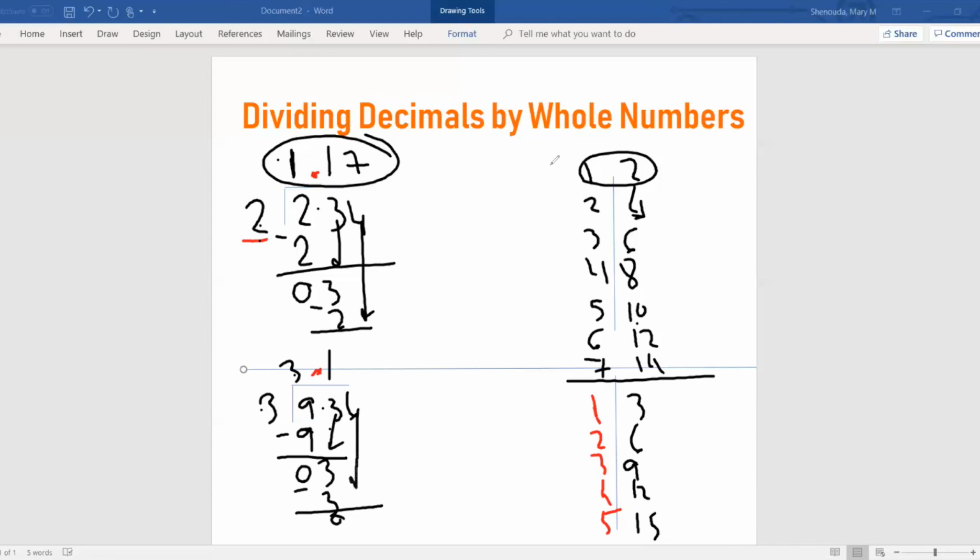Then I bring down the 6. 3 goes into 6 exactly 2 times. 2 times 3 is 6, and that will leave me with no remainder. So my answer would be 3 and 12/100.